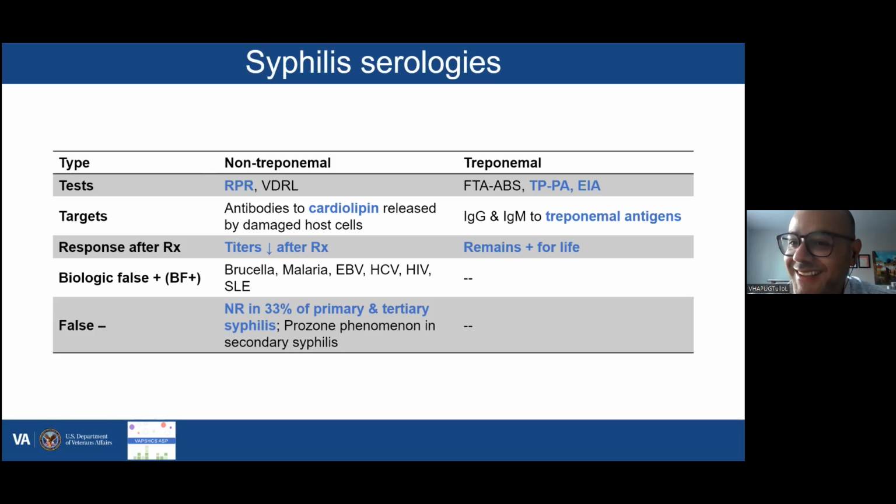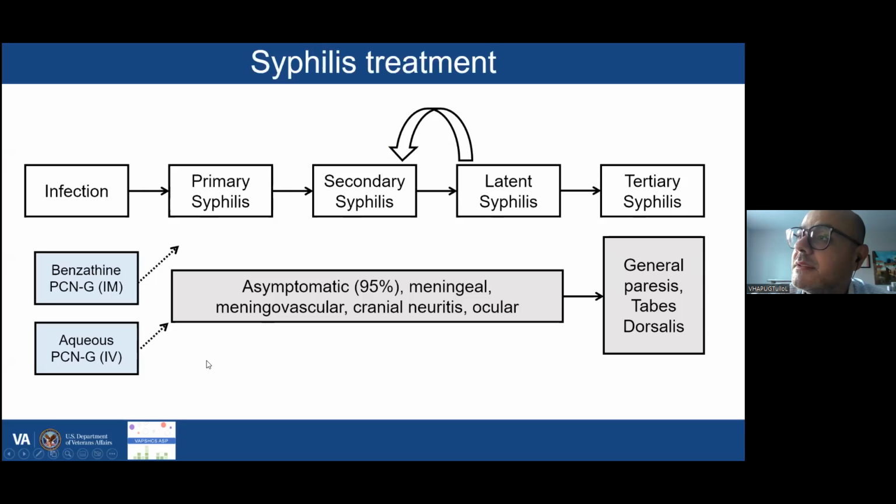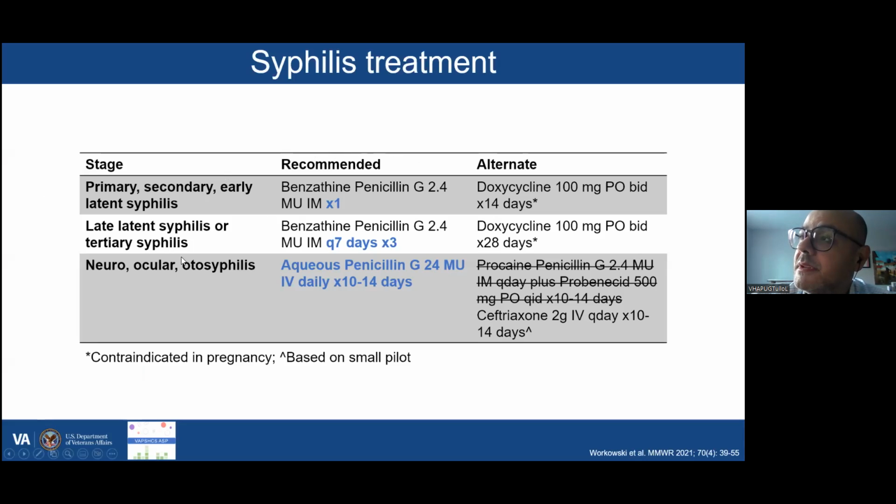All right. I will leave this other slide for your review. This is the sequence in which we do these tests. UW and VA use the reverse sequence algorithm. And you may get asked questions about treatment on your MKSAP. Here is that slide that will help you remember that. It's essentially penicillin IM without CNS involvement. If you have CNS involvement, IV.